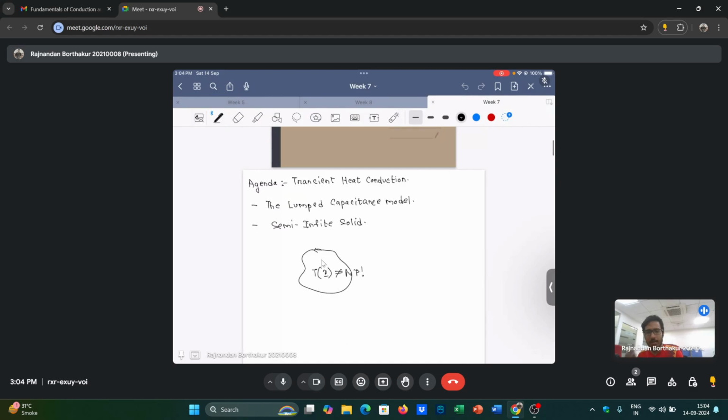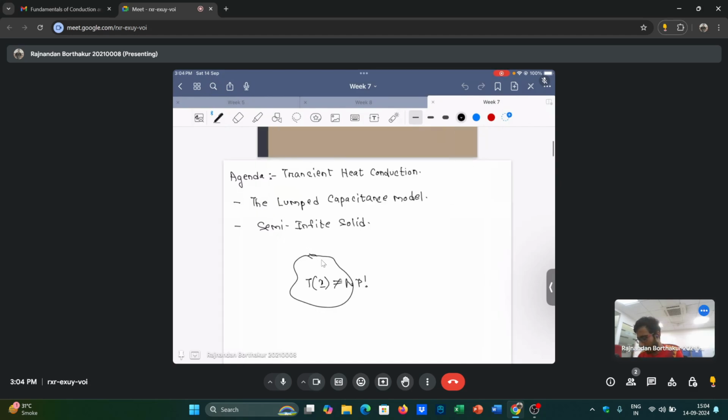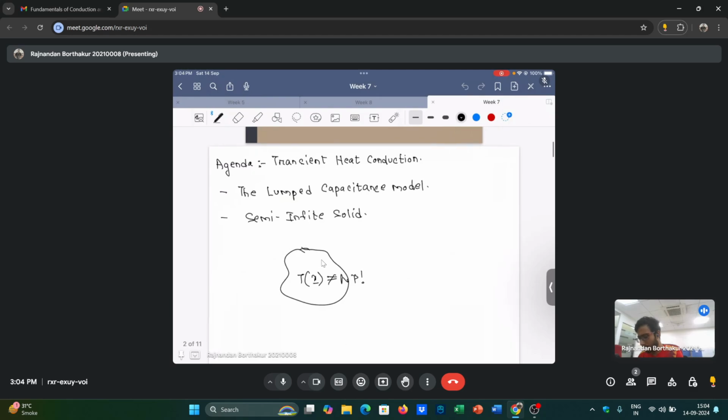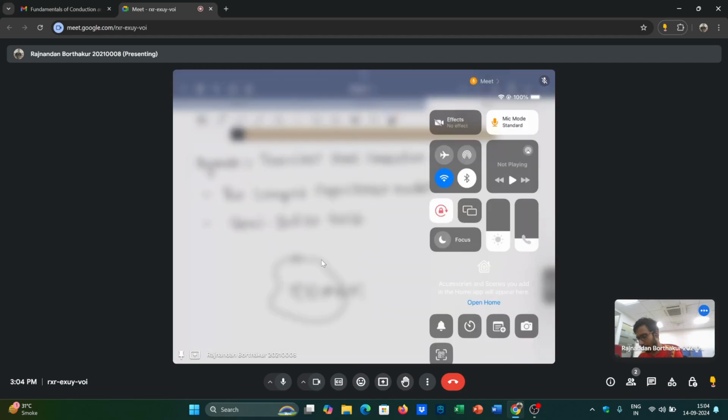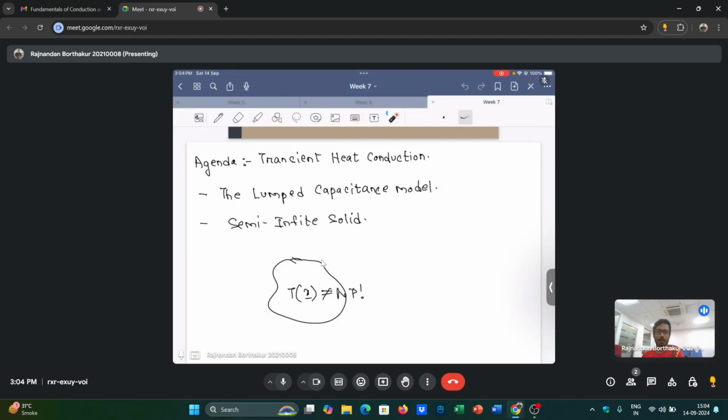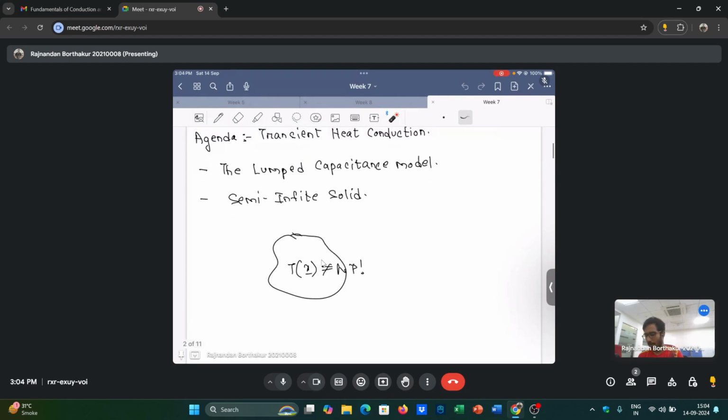And as we saw, the most simplistic and, I would say, the most practical scenario of this unsteady heat conduction is the lumped capacitance model, where the very assumption that we took is that the temperature field inside the body was considered to be uniform, or you can say it's spatially not varying with space. And we saw that the temperature field was just a function of time.